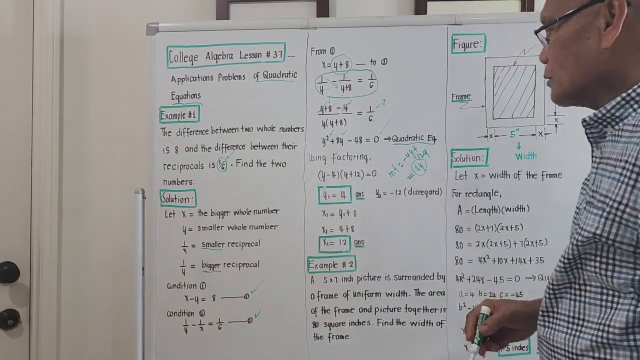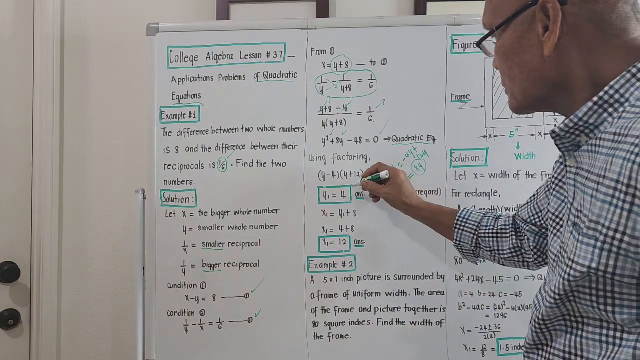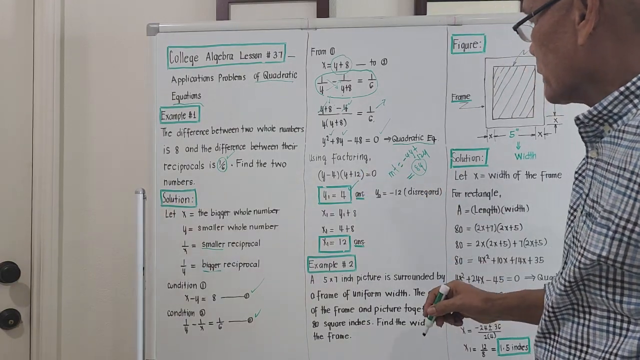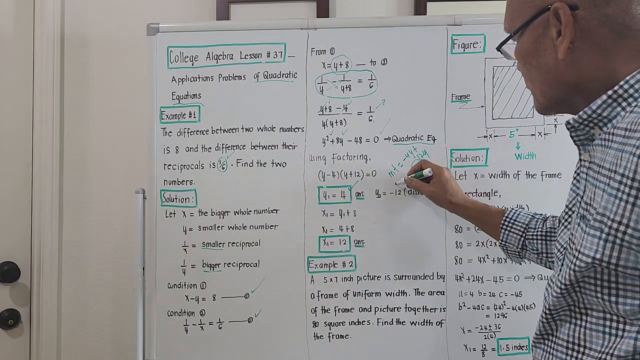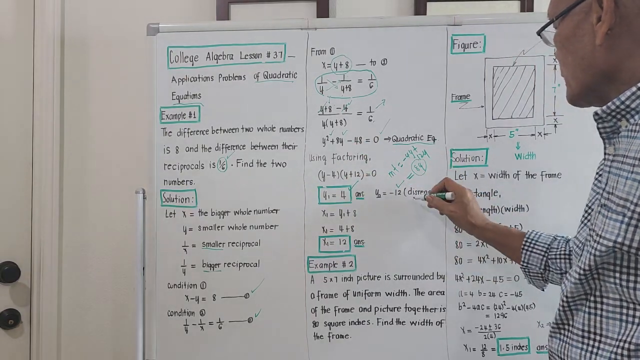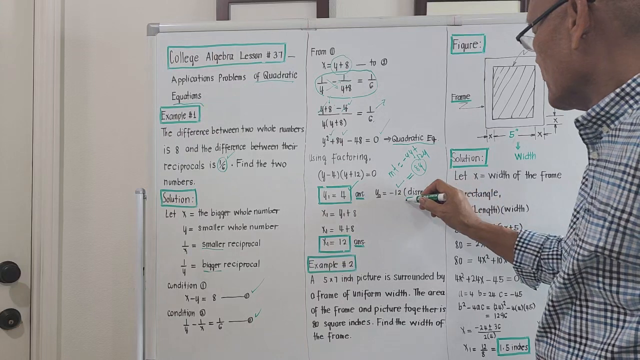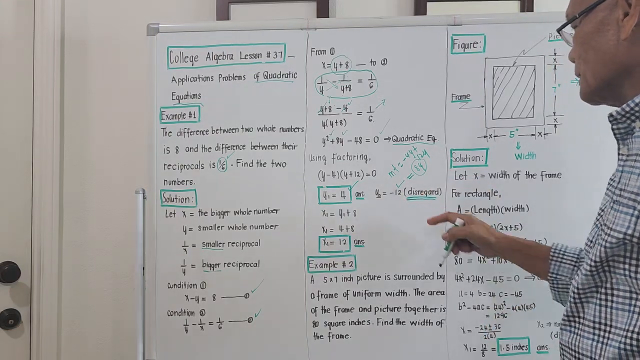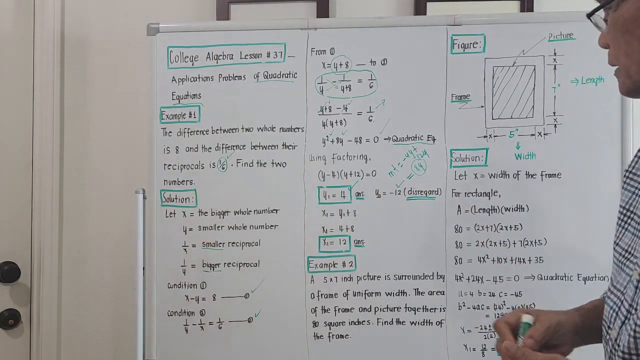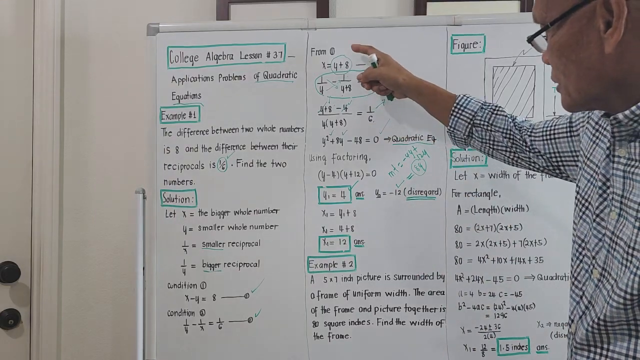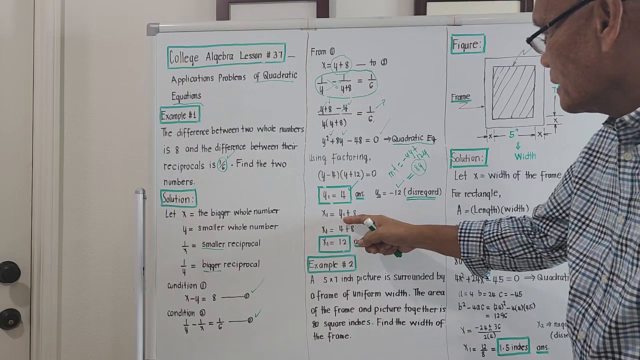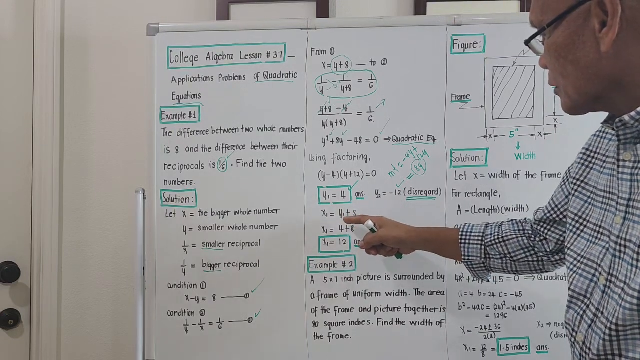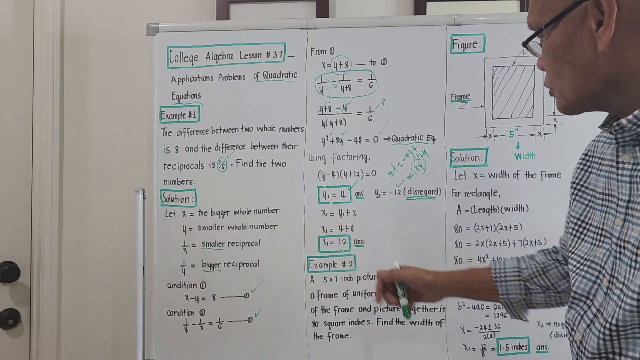And equating each factor to 0, of course, y1 will be positive 4. Okay? The second value of y will be equal to negative 12. We disregard this one. So by using this equation here, x1 now will be equal to negative y1 plus 8, or negative 4 plus 8, and x1 should be equal to 12.